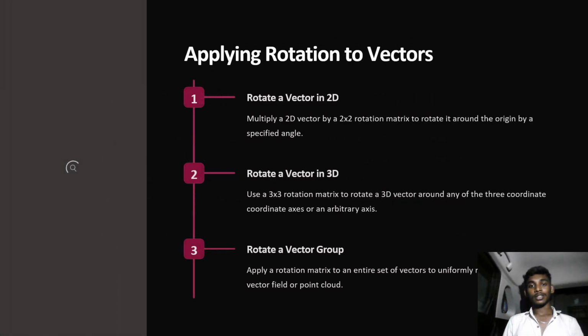Rotation of vectors. Rotating a vector in 2D: multiply a 2D vector by a 2 by 2 rotation matrix to rotate it around the origin by the specific angle. Rotating a vector in 3D: use a 3 by 3 matrix to rotate a 3D vector around any of the coordinate axes or an arbitrary axis. Rotating a vector group: apply a rotation matrix to an entire set of vectors to uniformly rotate a vector field or point cloud.